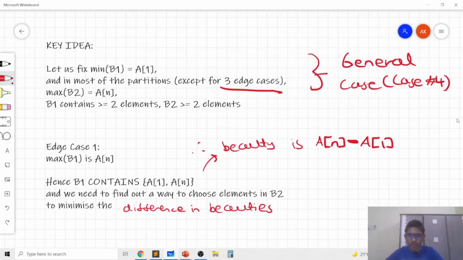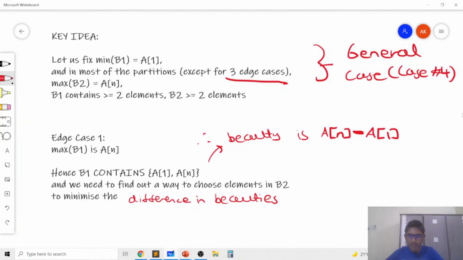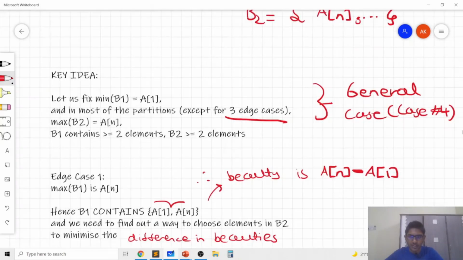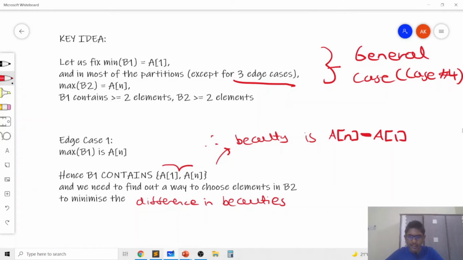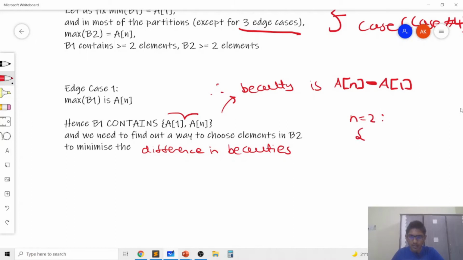Now first of all, notice that there will also be some cases when there are 2 elements in B1. Now there could be only 1 element in B2, or 2 elements in B2, or there could be 0 elements in B2. So if n is 2 or n is 3, we can handle that separately. When n is 2, the array just contains A1 and A2, and in this case the answer is going to be 0, because we can just put this in B1 and this in B2. So that's one separate case.